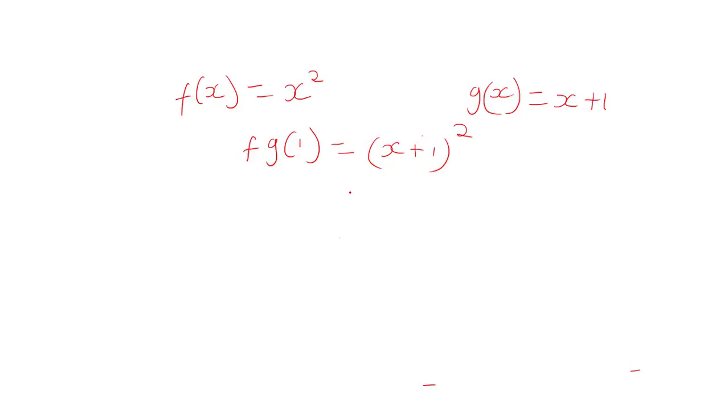Now you can open the bracket at this time and simplify it, or at this stage you can just sub in the value of x. The value of x you've been given is 1. So you can just substitute in there instead of expanding this bracket. So the value is going to be 1 plus 1, and then you just square that. So this is going to be 2 squared, which is 4. So fg of 1 becomes 4.